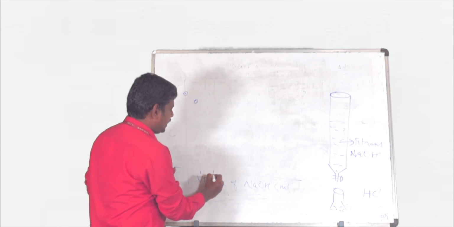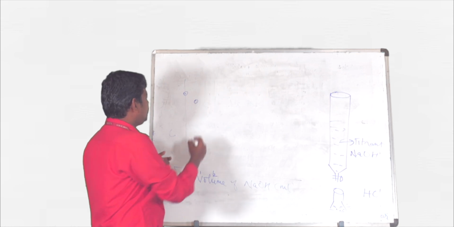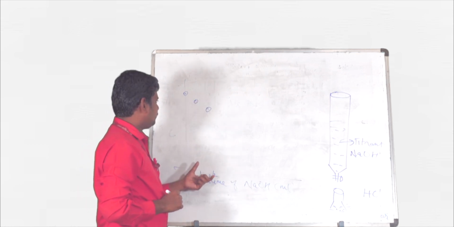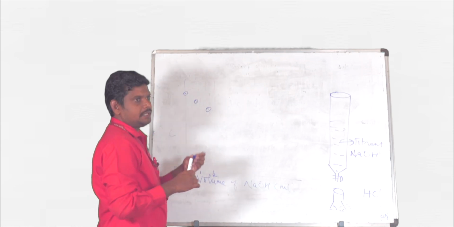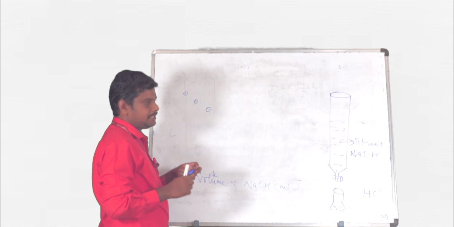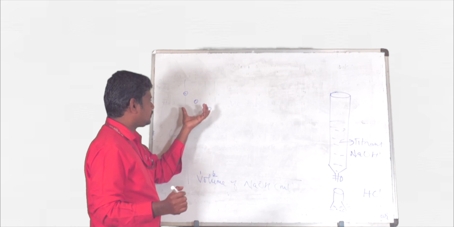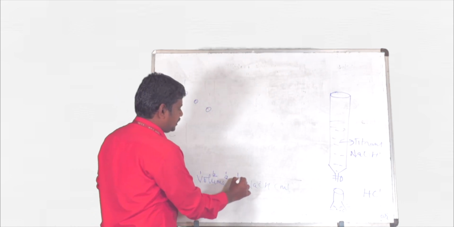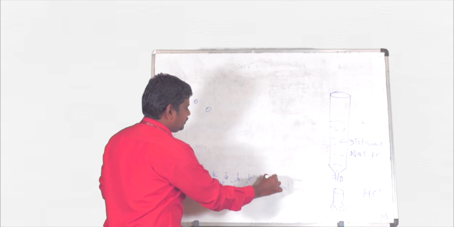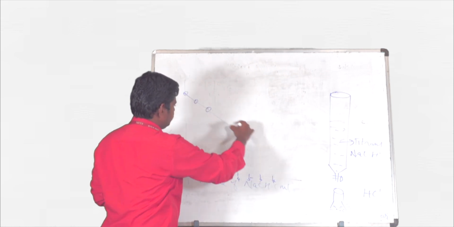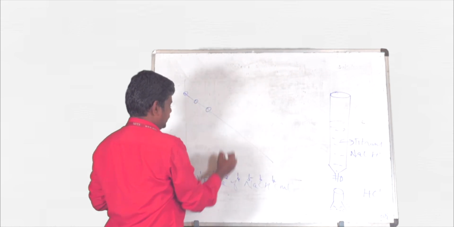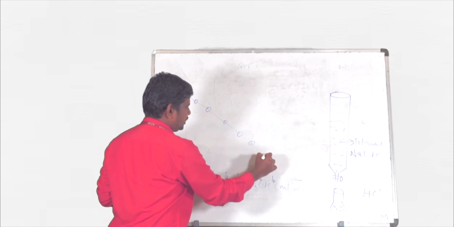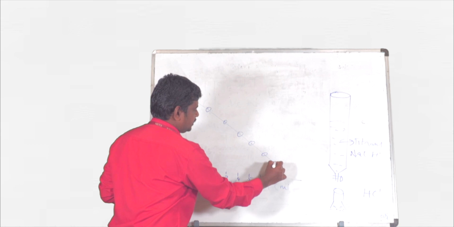Now, if we add a second ml of sodium hydroxide, the conductance will still fall. It means the H plus ions present in the solution are still being neutralized. Likewise, as we add more sodium hydroxide, the conductance will fall in a linear fashion: third ml, fourth ml, fifth ml, sixth ml, seventh ml.